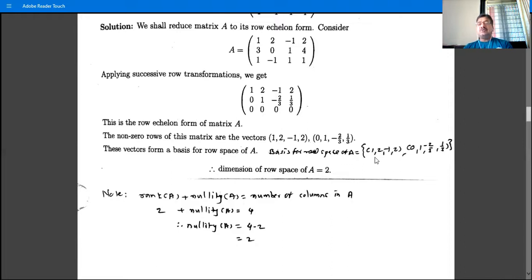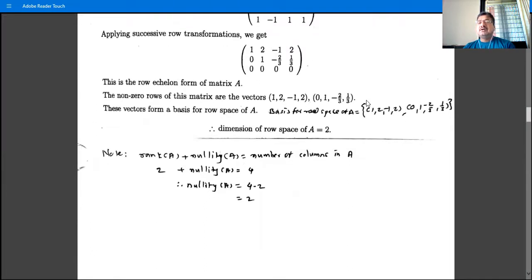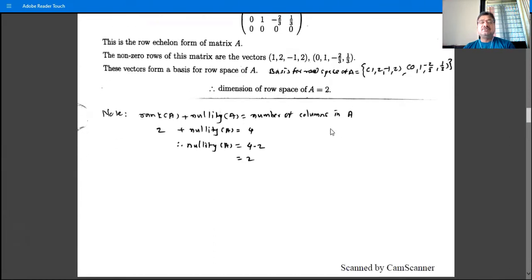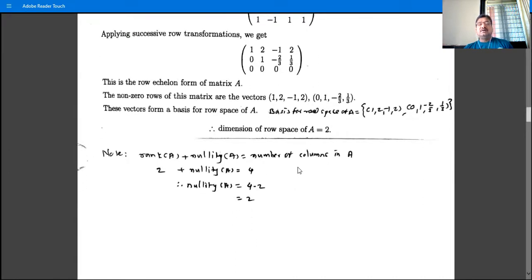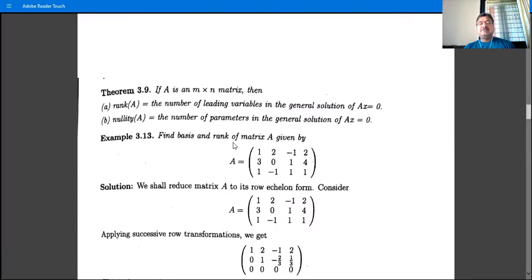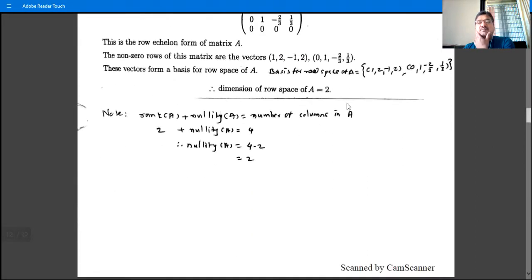And therefore the basis for the row space of A is the set, written in curly brackets, of these 2 vectors. Therefore the dimension of the row space is 2, because the basis contains 2 vectors. And therefore the rank of A is 2. So, to find the basis and rank of the matrix A: the rank of A is 2, because the dimension of the row space of A is 2.